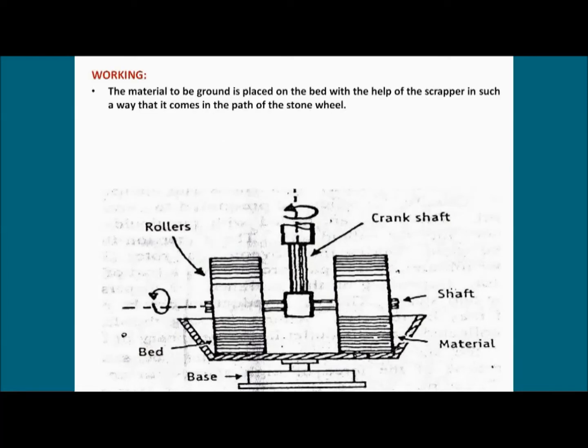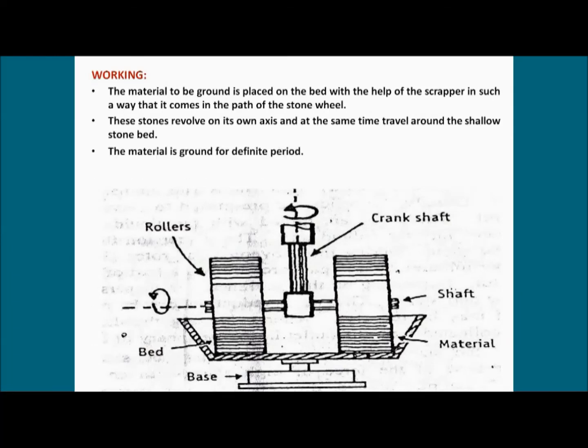So working, the material to be ground, any material which you want to grind, needs to be placed on the bed, as I showed in the figure. So this is the bed, with the help of a scraper in such a way that it comes in the path of the stone wheel. Right, you will place here, it will come here automatically. As the wheel moves, the material will come in the lower part of the bed automatically, right? These stones revolve on their axis, and at the same time they travel around the shallow stone bed, right?